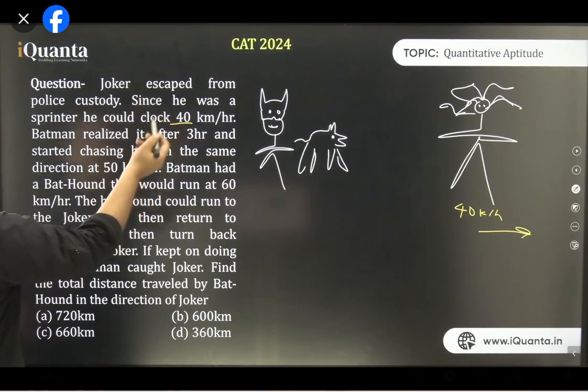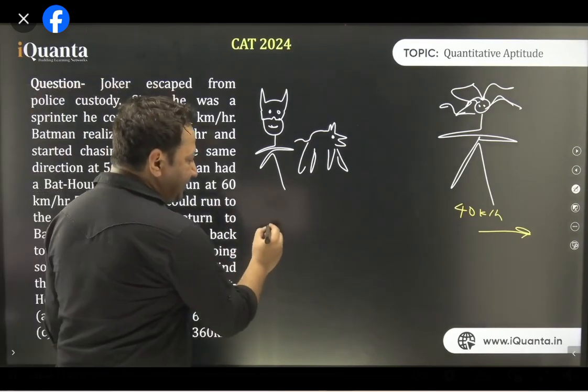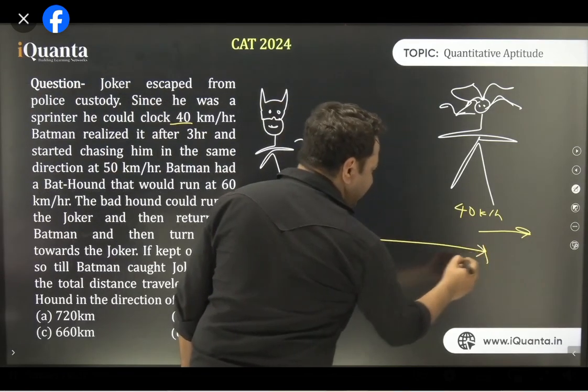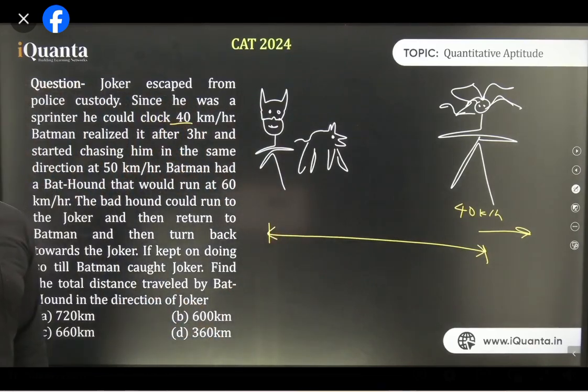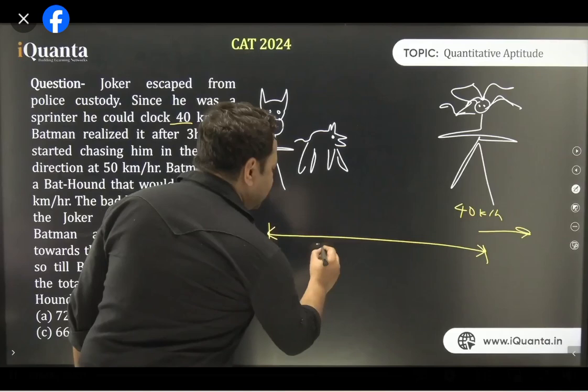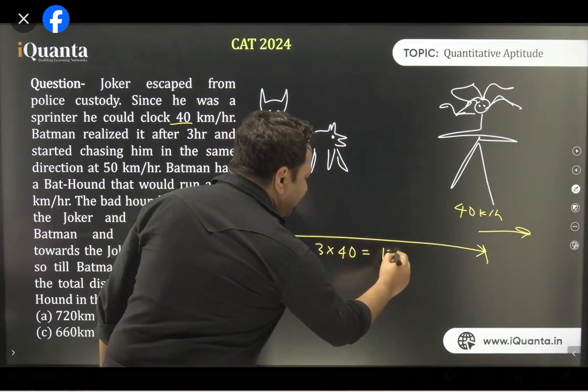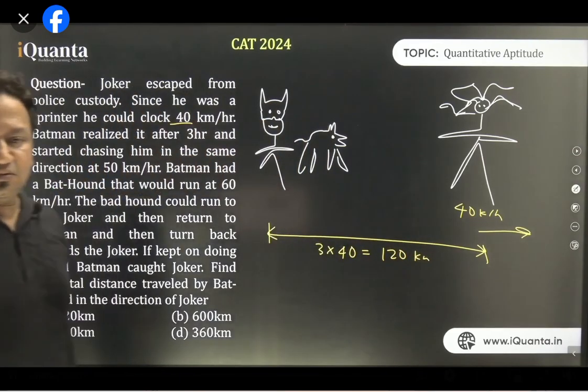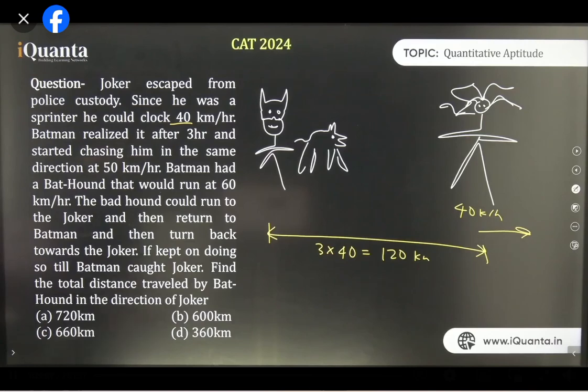Batman realized after 3 hours. Okay. So tell me something. The moment Batman realized how far Joker must be, Batman realized it after 3 hours, right? So in 3 hours, Joker must have traveled 120 kilometers already. Now Batman has to cover 120 kilometers extra. Is that right? Got it?